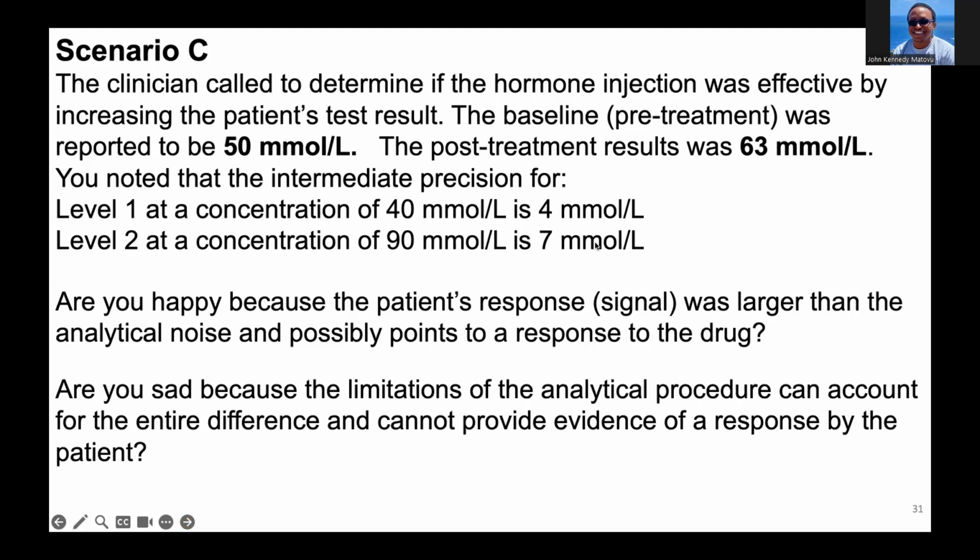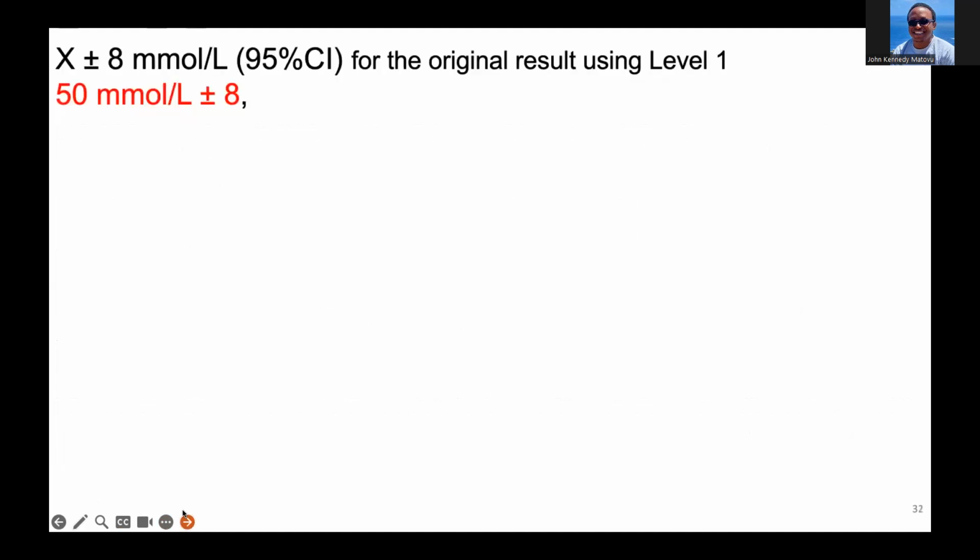So are we happy or sad in this particular scenario, please? Scenario C, were we happy or sad in our answers? We're happy. I see lots of happies coming through. So let's look at this very quickly, whether we're going to be happy or sad with this result.